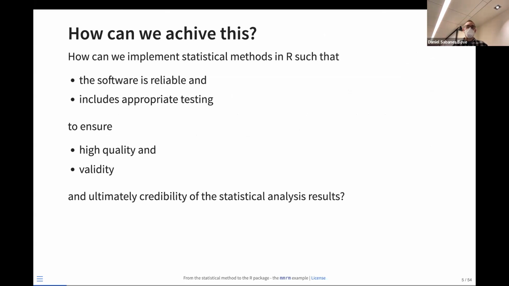So when we're thinking about how we want to achieve statistical method implementation, there's two key things that we really are valuing, and that's to make sure that the software is reliable, and we achieve that through appropriate testing. And this assures this high quality and validity that we're aiming to achieve. And ultimately, back to the guidance that we just read off, this is helping us to achieve this credibility of our statistical results.